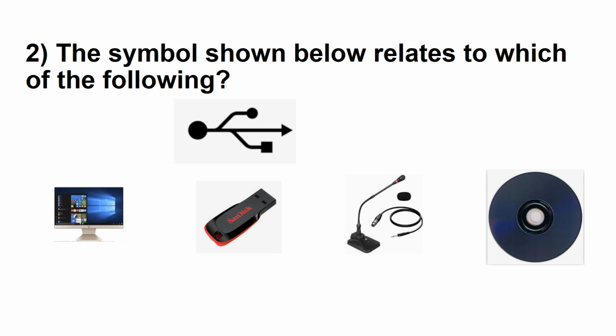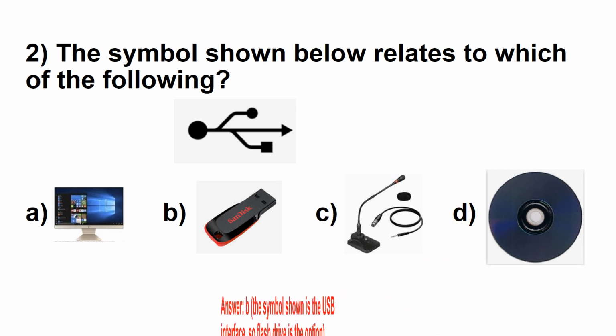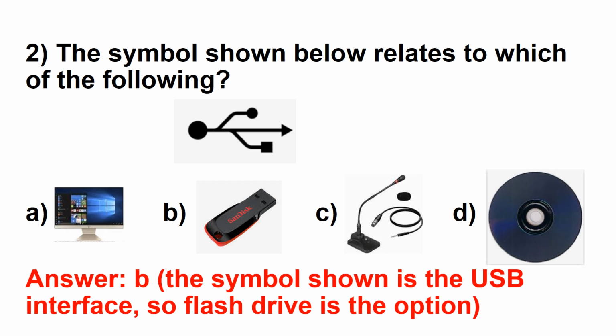Next one, the symbol shown below relates to which of the following? You have options here: monitor, flash drive or USB drive, microphone and a DVD. So the right option is B. The symbol shown is the USB interface. So flash drive is the right option.